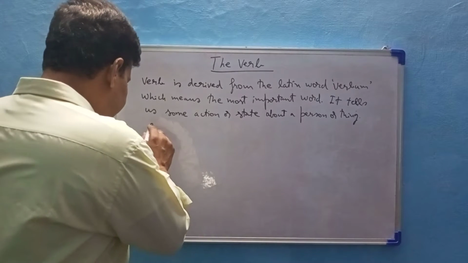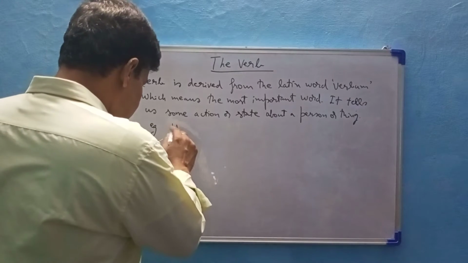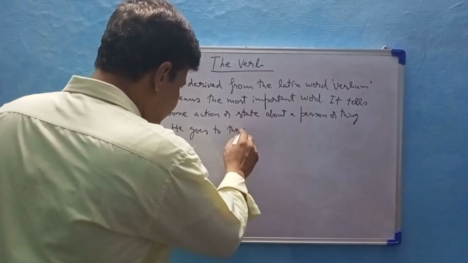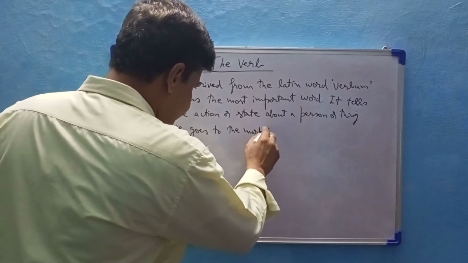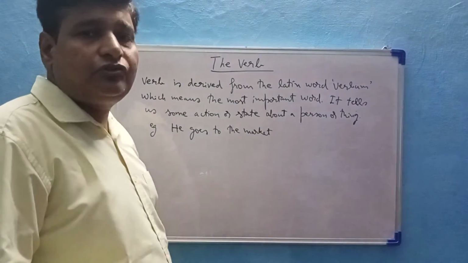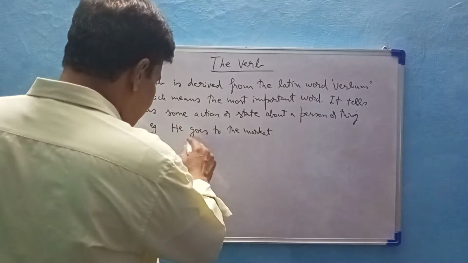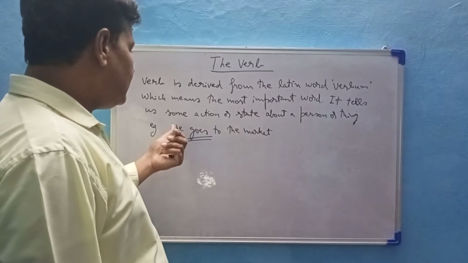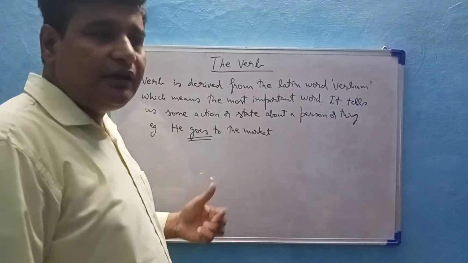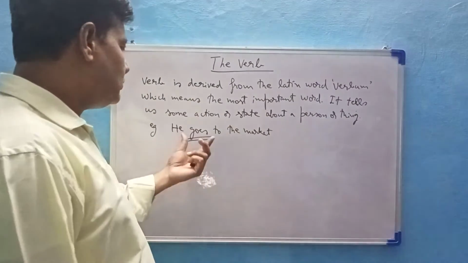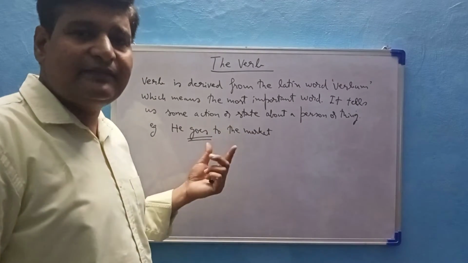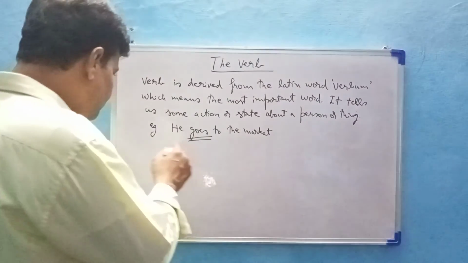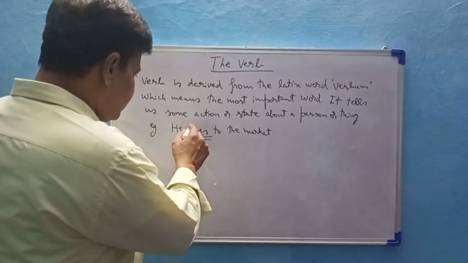For example, he goes to the market. If I say he goes to the market, here goes is the verb, and it is telling something about he. He is going where? To the market. So this word is important. It tells where this person is actually going. It indicates the movement of this person.